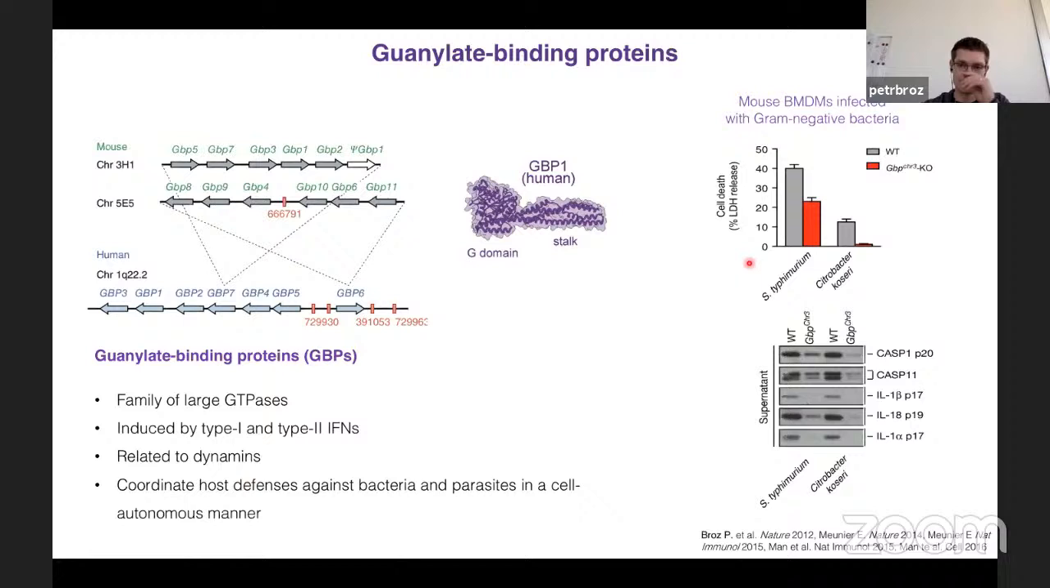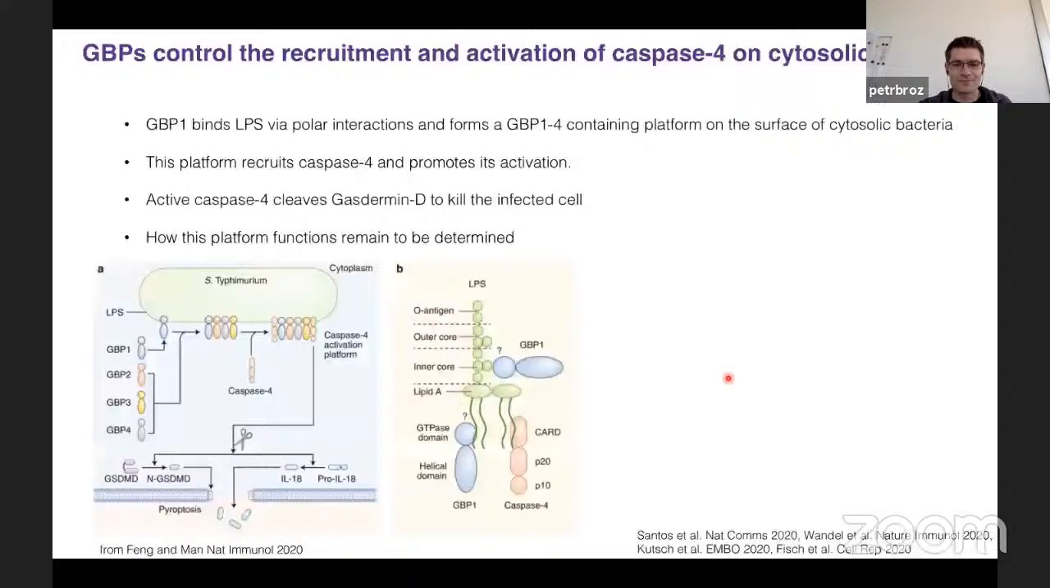So here is just an example of mouse macrophages that are infected with gram-negative bacteria, so Salmonella or Citrobacter. In gray, we have wild-type macrophages, and in red, chromosome 3 knockout macrophages. You can see that there is a reduction of cell death, and there's also less caspase activation in the chromosome 3 knockout. So basically here in the chromosome 3 knockouts, we lack all of the GBPs on chromosome 3 of the mouse. So they're important for non-canonical inflammasome activation. This year, there have been some data that explain a little bit how these GBPs function. It was actually shown by us and others that GBP1 has the ability to interact with LPS directly on the surface of a cytosolic pathogen.